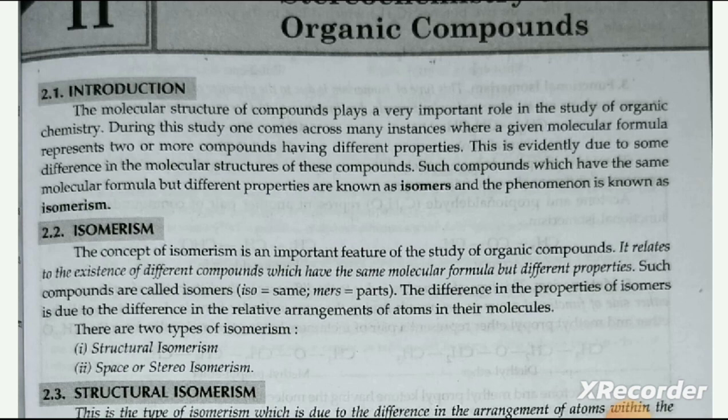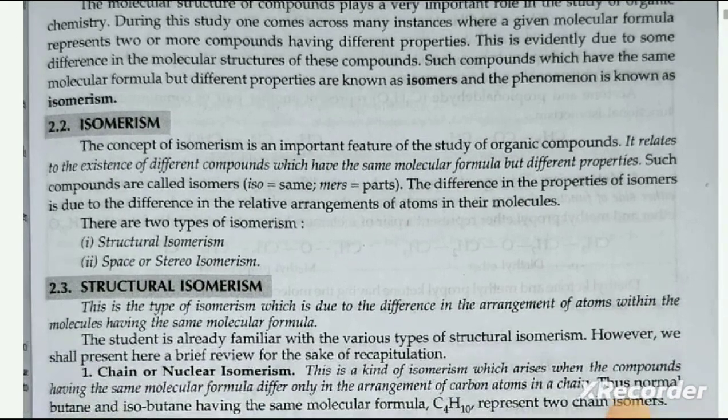During this study, one comes across many instances where a given molecular formula represents two or more compounds having different properties. This is evidently due to some difference in the molecular structure of these compounds. Such compounds which have the same molecular formula but different properties are known as isomers, and the phenomenon is known as isomerism. Isomerism. The concept of isomerism is an important feature of the study of organic compounds.